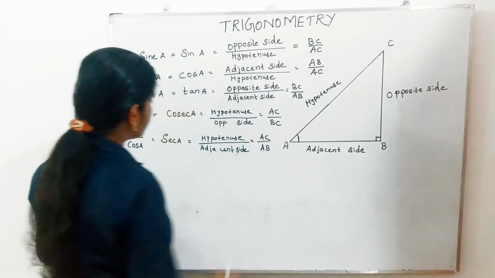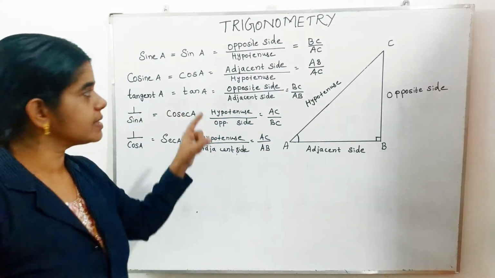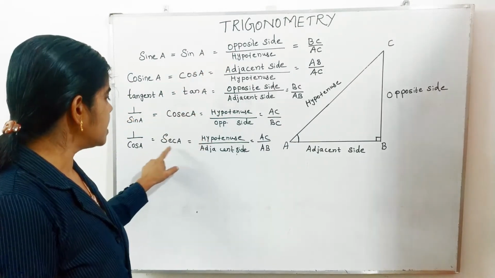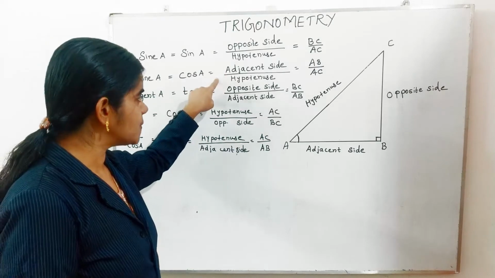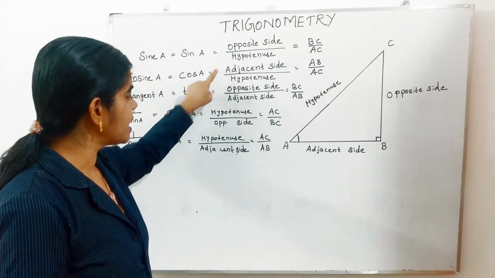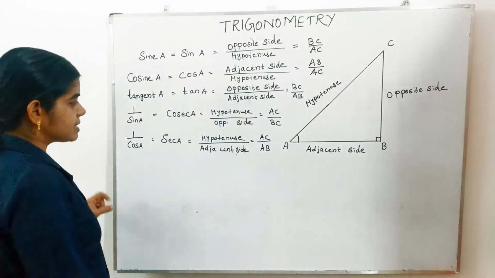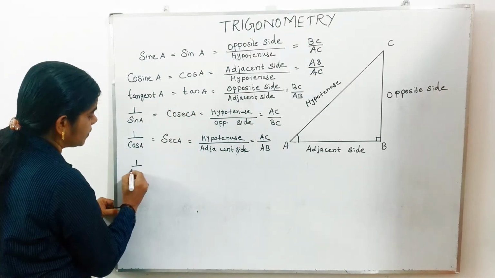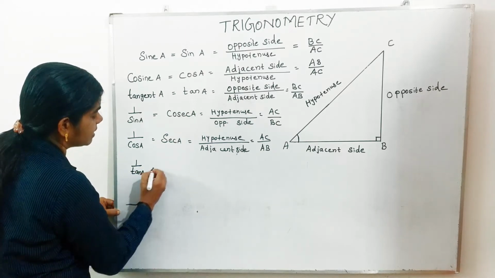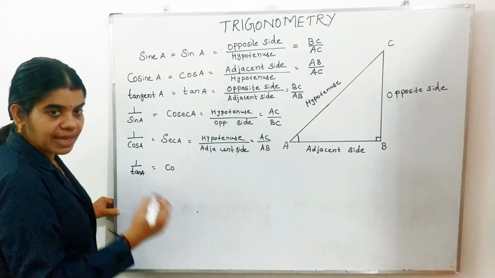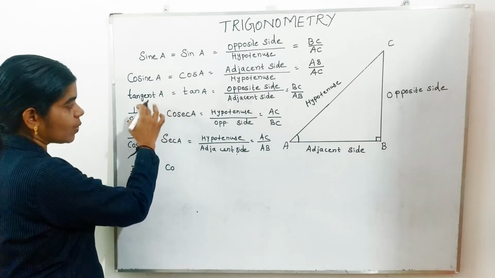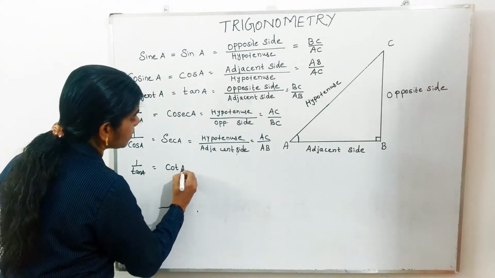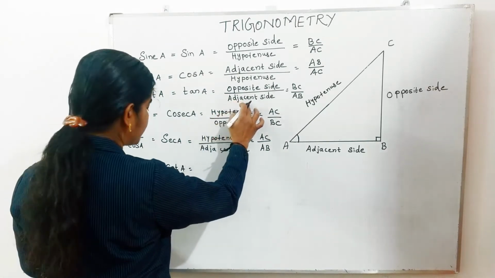Once again, cosec A means reciprocal of sin A, that is hypotenuse by opposite side. Sec A means reciprocal of cos A, that is hypotenuse divided by adjacent side. Next will be the tan A is actually its reciprocal. 1 by tan A, that is known as cotangent A. Cotangent A is the full name. We will take as cot A. Cot A is the reciprocal of tan A.